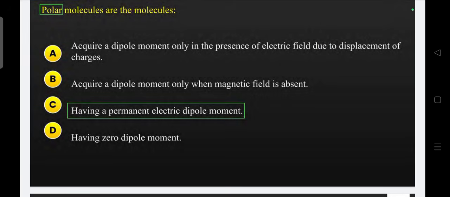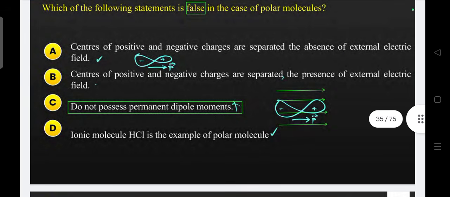Polar molecules are the molecules having permanent electric dipole moments. Answer is C. Which of the following statements is false in case of polar molecules? Answer is C. Do not possess permanent dipole moments.